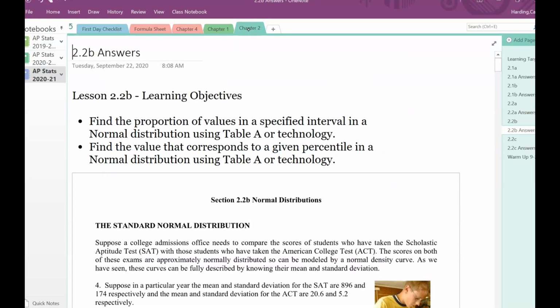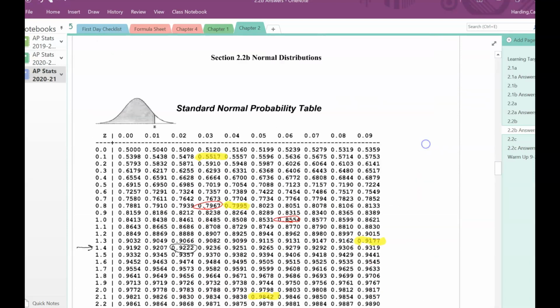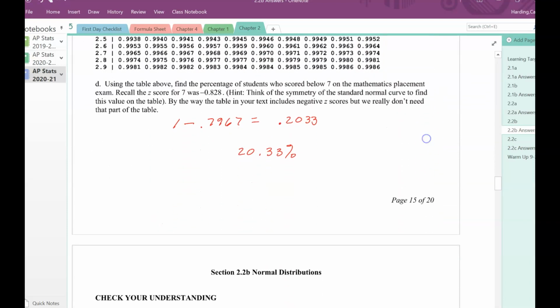But let's go back to the questions. Forgive my scrolling for a minute. Let's get back to where we left off. We left off here. In part D, it says using the table above, find the percentage of students who scored below 7 on the math placement exam. Recall that the z-score was negative 0.83. So one thing that you'll have to do when you're using a normal distribution table is round to the hundredth place. We can use more places if we're using our calculator.